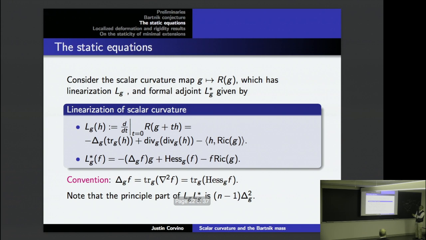All right, so I'll take a few minutes to run through quickly where the static equations come from, and then finish with a statement and outline of the result. The static equations come from linearizing the scalar curvature operator. We're not dealing with the full constraints. Then you look at the formal adjoint, and elements in the kernel of this operator are static potentials, so non-trivial elements in the kernel.